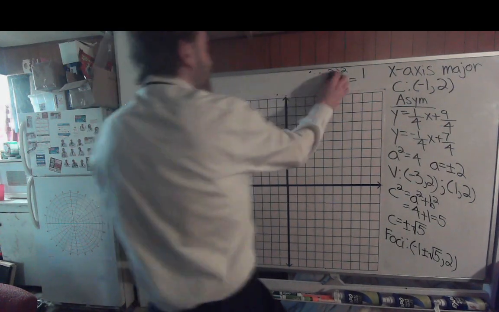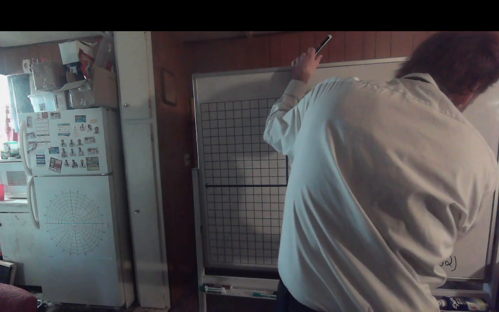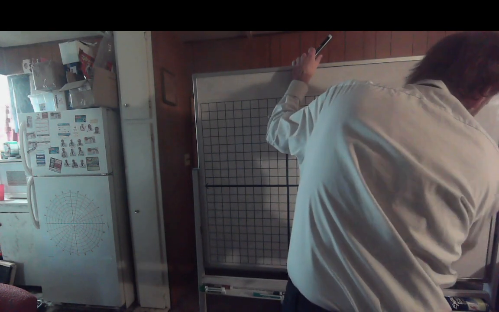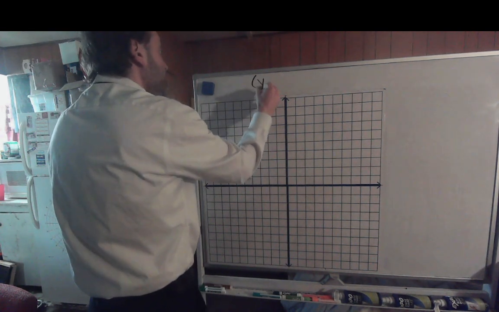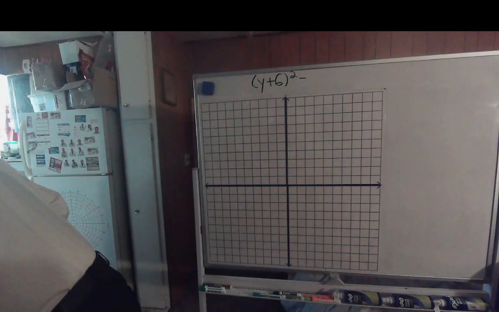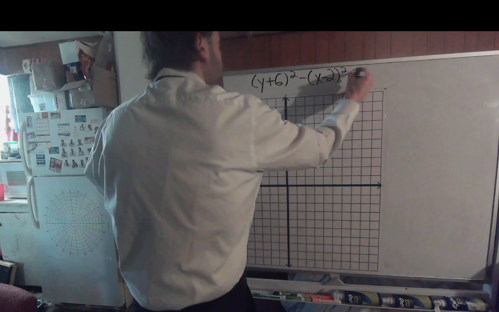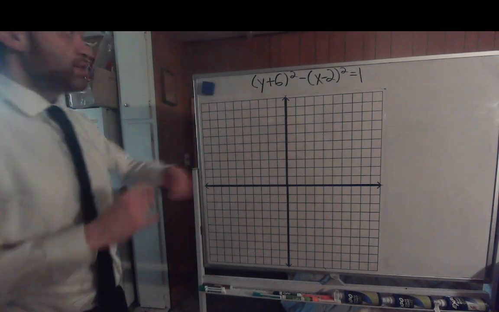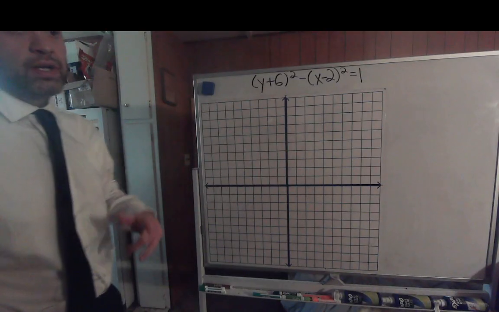Alright, let's do a y-axis one where the y-axis is major. So let's say we have y plus 6 squared minus x minus 2 squared equals 1. Notice neither of these have a denominator. Well, they actually do. They both have a denominator of 1.